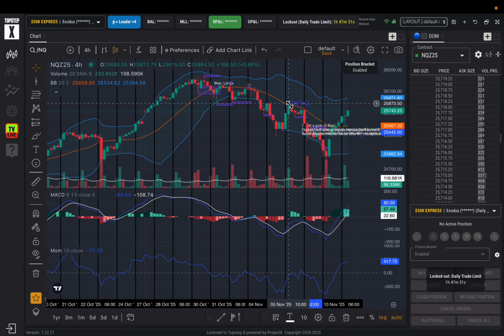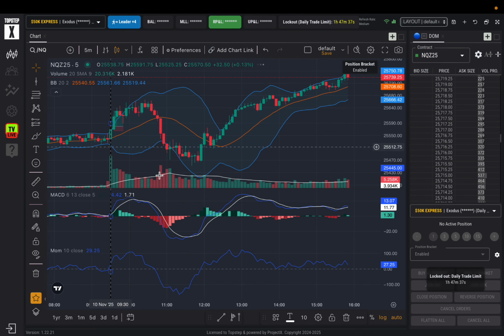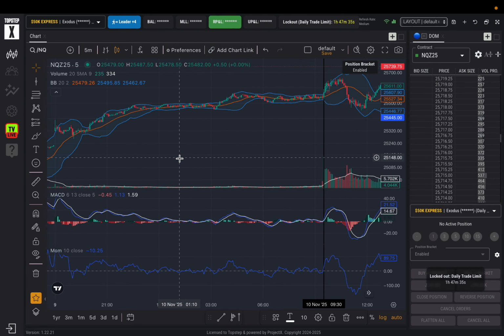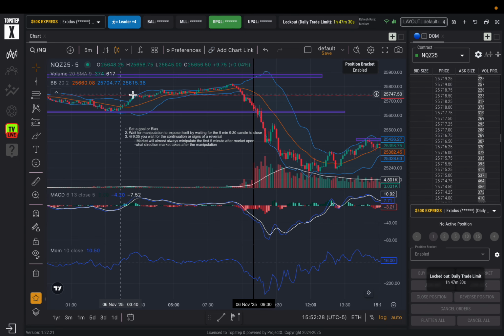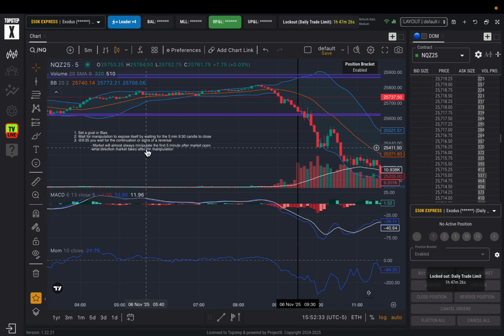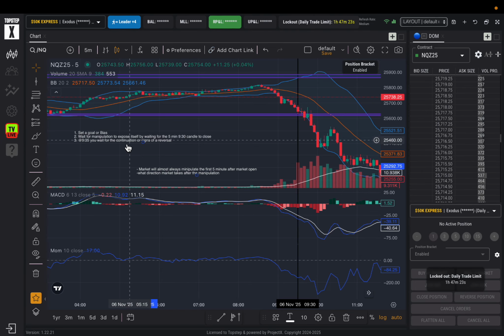Since this is a downtrend, what you're expecting is that it's going to respect the basis of the Bollinger Band and continue to the downside. So when the market opens, you're assuming it might be short. That's your goal. You set a goal right there, and you set your liquidity sweep, your liquidity zones right here. And you wait for the manipulation to expose itself right here.